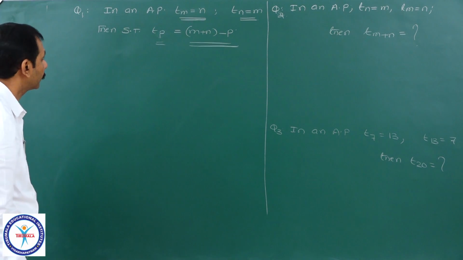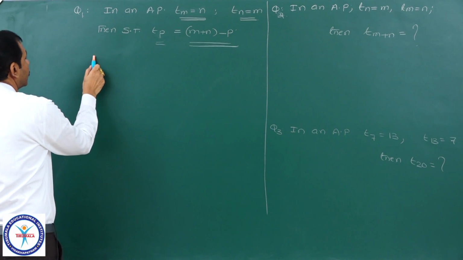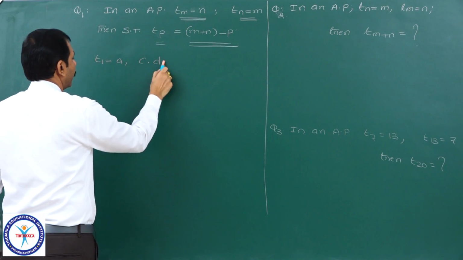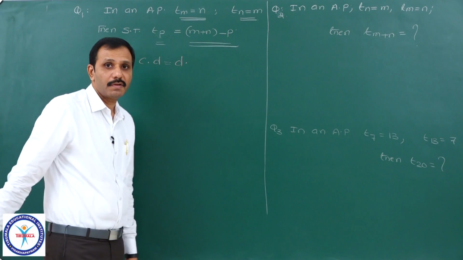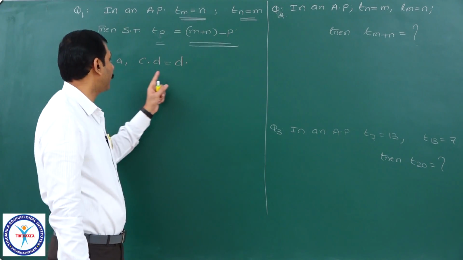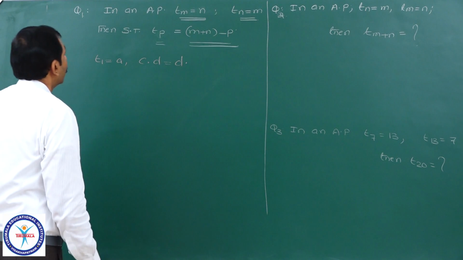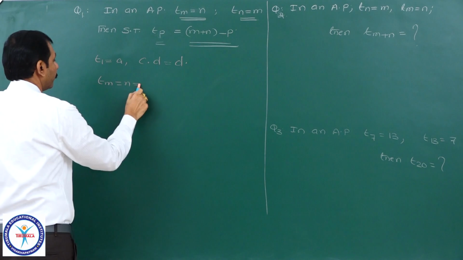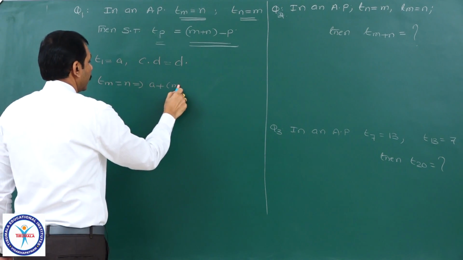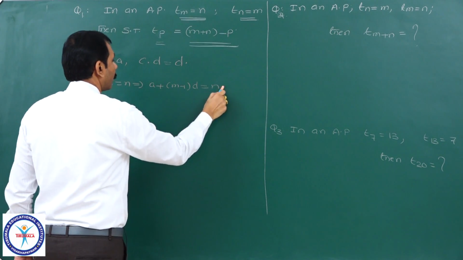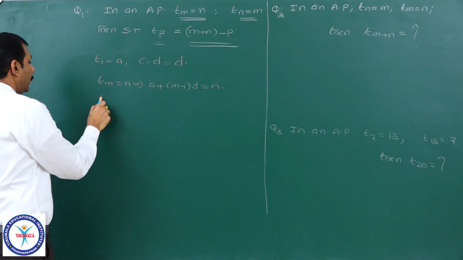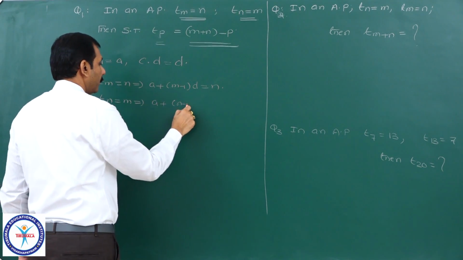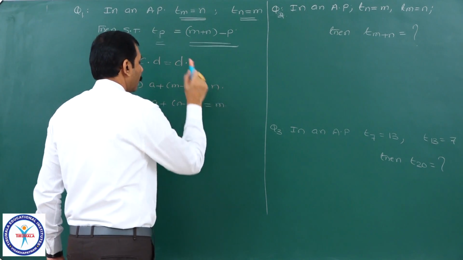Listen here. Let us take the first term T1 equal to A and common difference equal to D. Therefore, given mth term is equal to n implies A plus (m minus 1) into d is equal to n, and nth term is equal to m implies A plus (n minus 1) into d is equal to m.